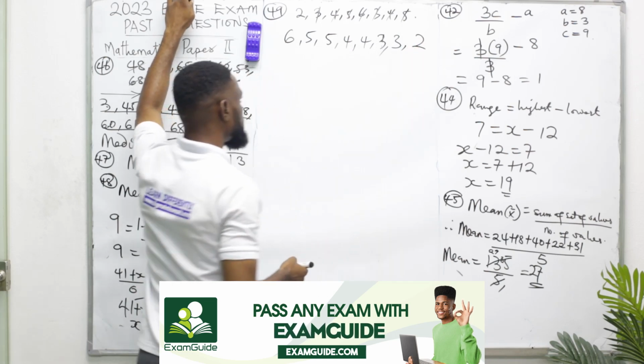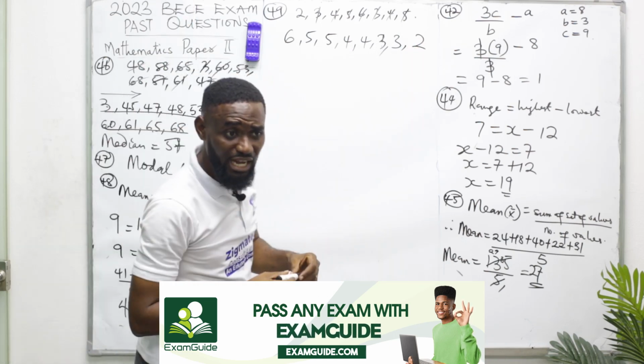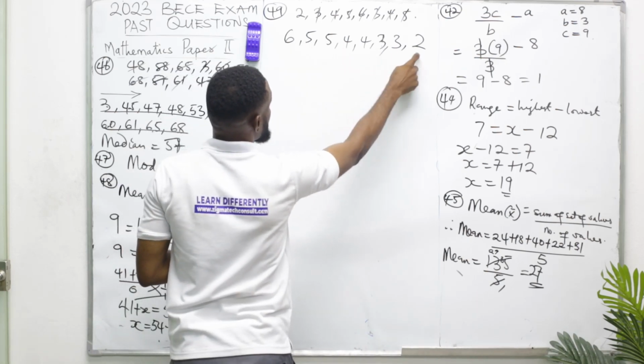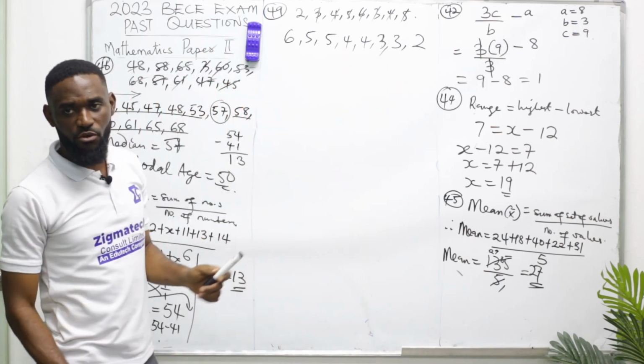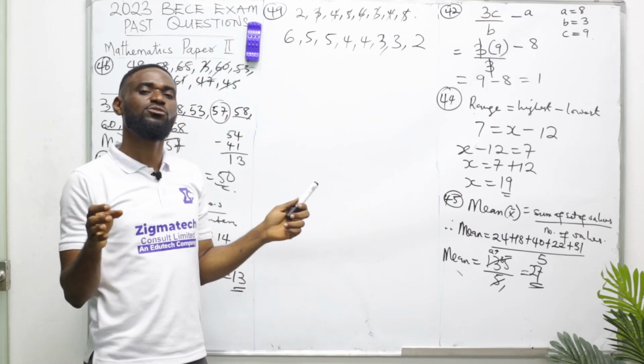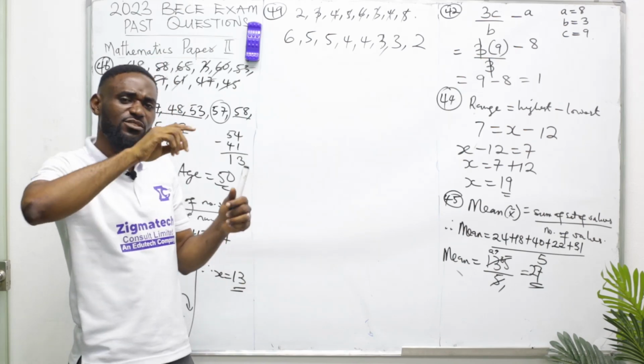So let's look at the median now, right? What do they ask? Median. Median is the middle, right? 1, 2, 3, 4, 5, 6, 7, 8. So this is an even number. For an even number, the median is found by picking the two middle numbers, adding them and dividing by 2.